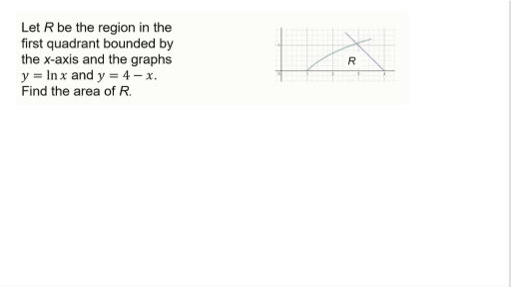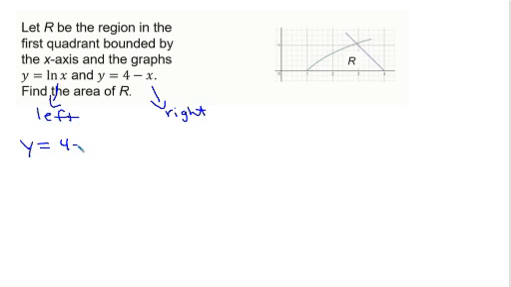Let R be the region in the first quadrant bounded by the x-axis and the graphs of y equals the natural log of x and y equals 4 minus x. Find the area of R. Now, we could, I suppose, do this with respect to x and split this thing in half, but it's much easier with respect to y. And if we do it with respect to y, this one is my right, and my natural log is my left. So let's clean this up a little bit.